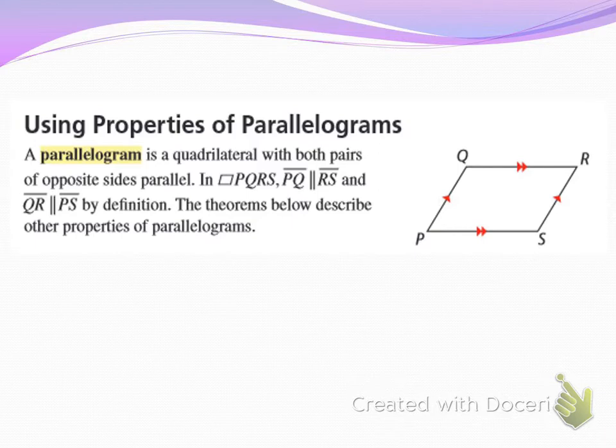So a parallelogram has two pairs of parallel sides. At this point, can you think of a quadrilateral that is a parallelogram, that has two pairs of parallel sides? A rhombus is one of them. A rectangle is another. And a square is the other one. So they're all types of parallelograms. They have two pairs of parallel sides. Okay? So we're going to talk about the four properties that all of those have.